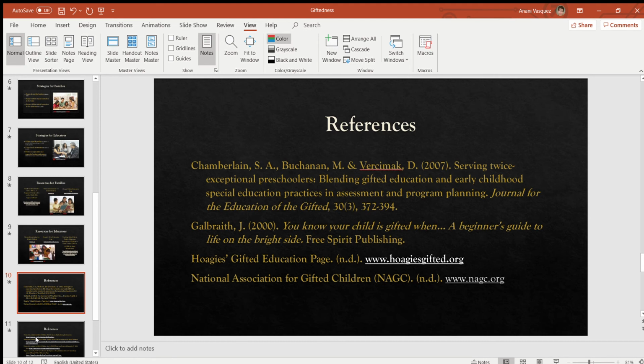When available, also include the article, chapter, or book's DOI. DOIs are digital object identifiers. I have not listed any DOIs on this reference list. Web pages are listed by title, date, and web link. Web pages that are up continuously and do not have a date are written with N period D period.